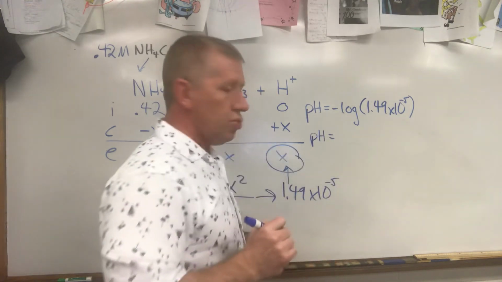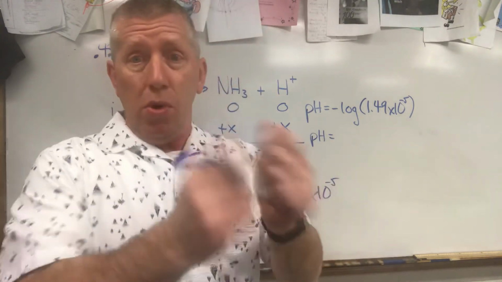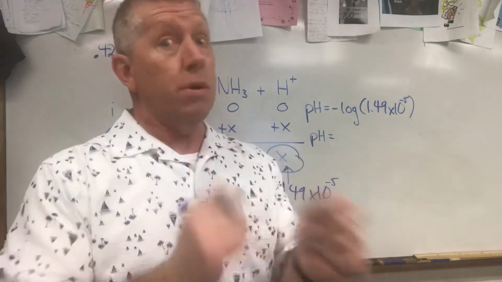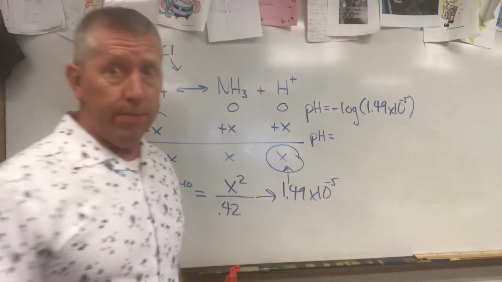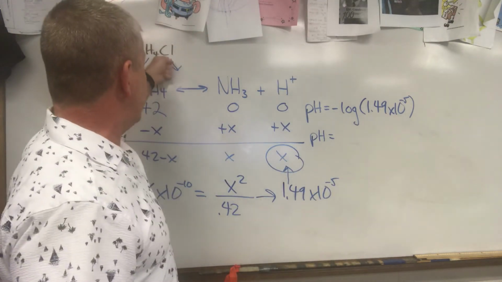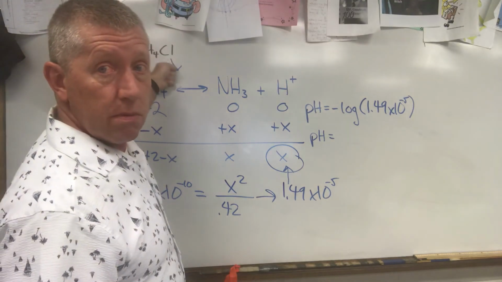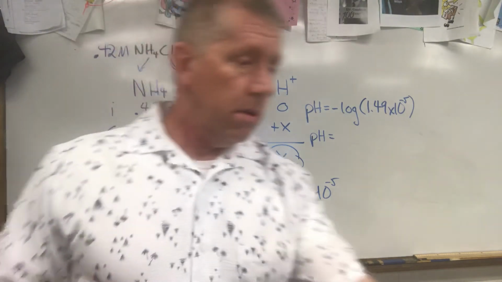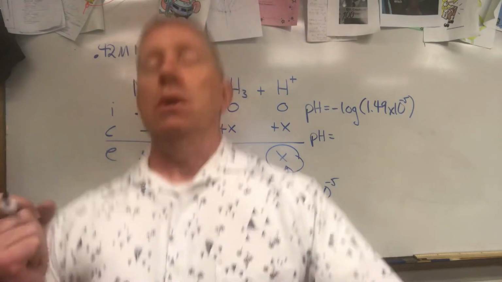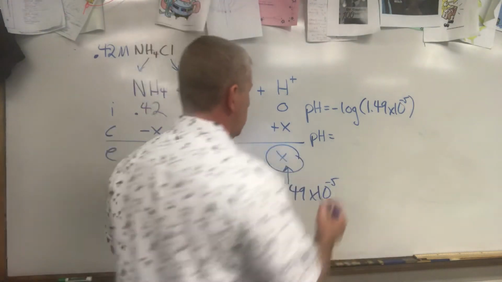And that pH should come out to be, drum roll, because it better be acidic. It better be, because we predicted it would be acidic. We predicted that the strong acid over weak base wins. Okay, let's see, it comes out to be, yes, 4.83.